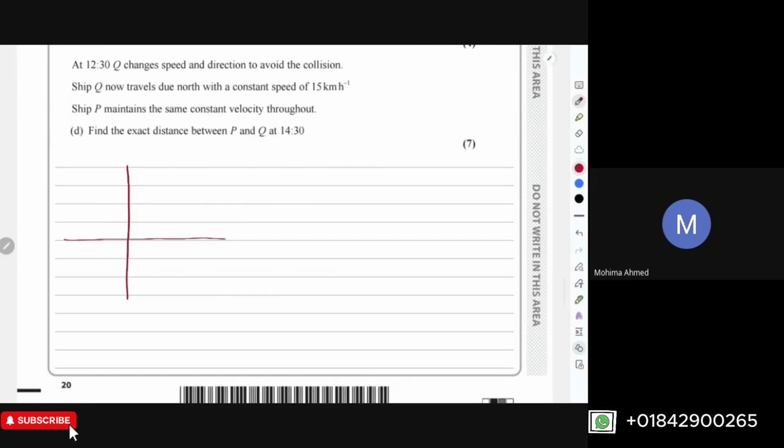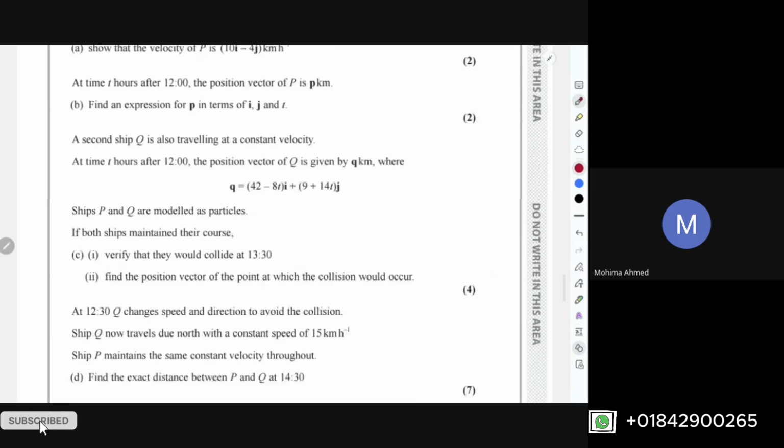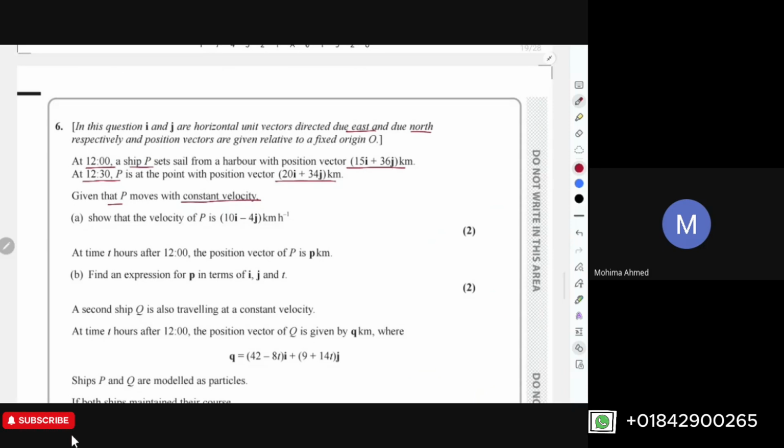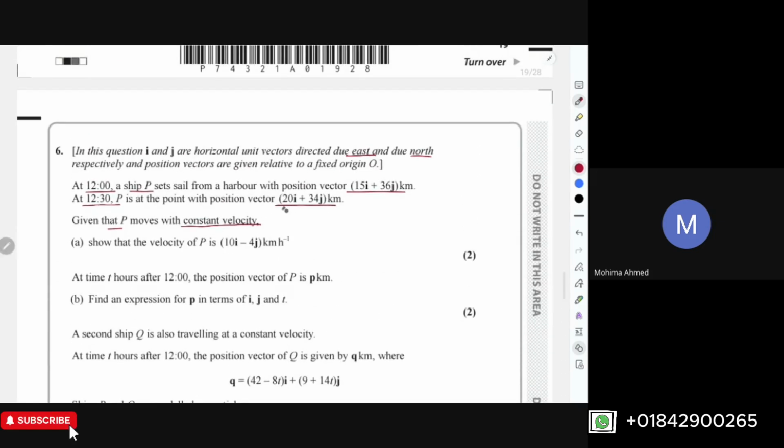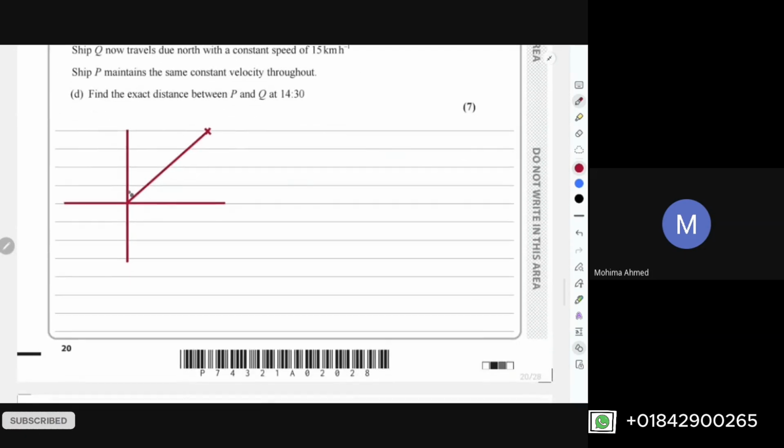Originally, every position vector is measured with respect to the origin, right? So this is the origin. At first, the position vector was 15, 36: 15 on the x-axis, 36 on the y-axis. So maybe this is where the boat started its journey from. I'm going to connect the origin with that position vector. That first position vector was this much distant from the origin. Then after 30 minutes, it was 20, 34. If this is 15, then 20 will be somewhere after 15, and then 34 will be somewhere after 36. So this is how we can write it.